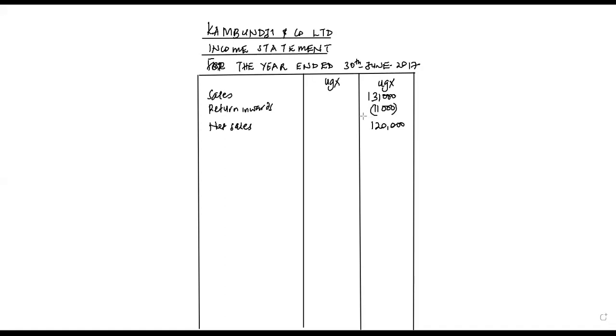Then after getting the net sales, we have to go to the cost of sales, the cost of the goods we have sold, cost of sales.